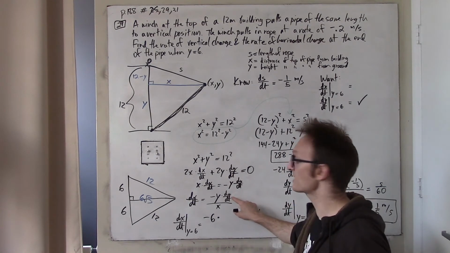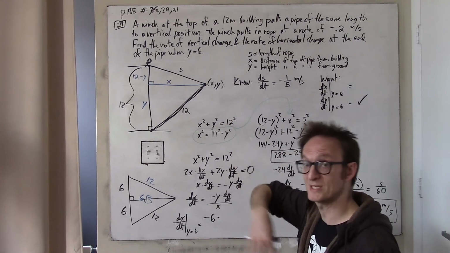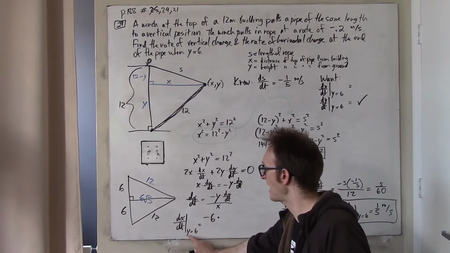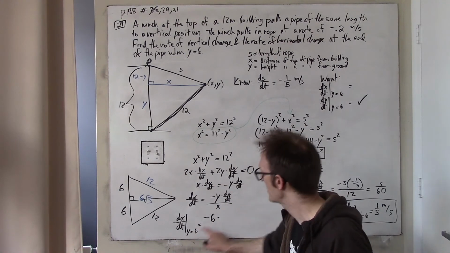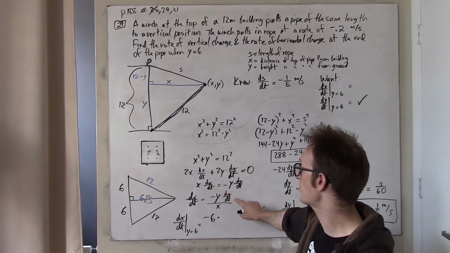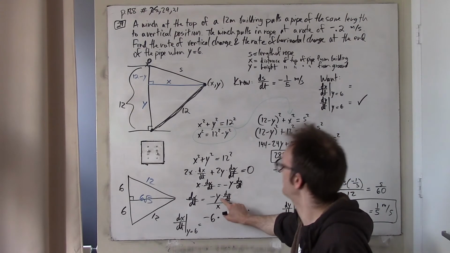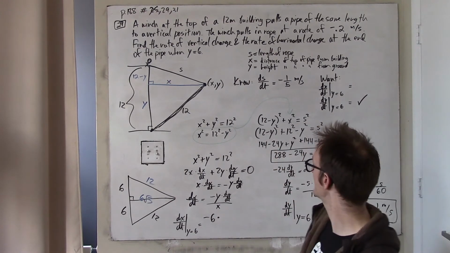dy/dt is actually variable. dy/dt is different at different times. But if I'm specifically asking for dx/dt at the time when y is 6, then this formula is to be interpreted as I need to evaluate these three pieces at the particular moment when y is 6.